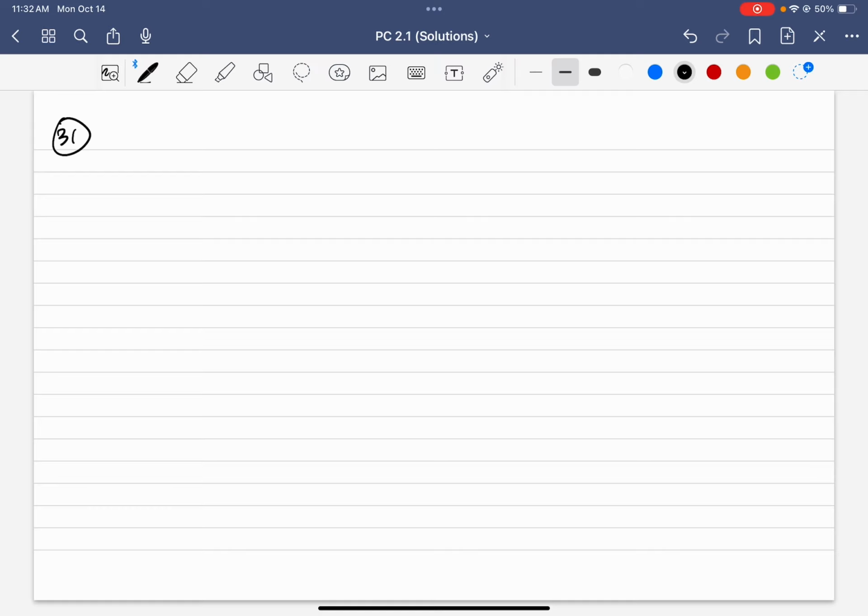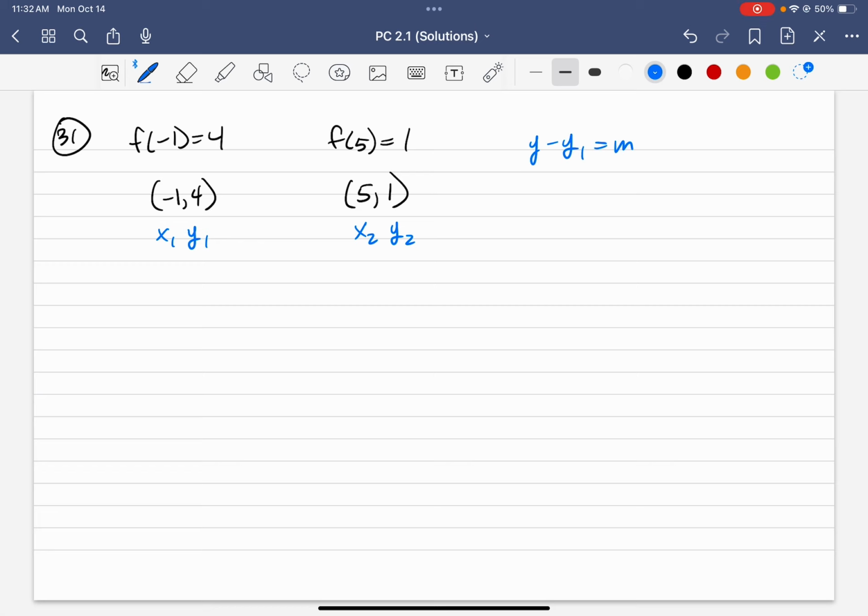31 wants us to find a linear equation if possible. So for 31, it says f of -1 is equal to 4, and f of 5 is equal to 1. That means for an x of -1, I have a y of 4, and for an x of 5, I have a y of 1. So that's my x1, y1, and my x2, y2. So if you tell me to find a line, I do y minus y1 is equal to m times x minus x1. That is the equation of a line.